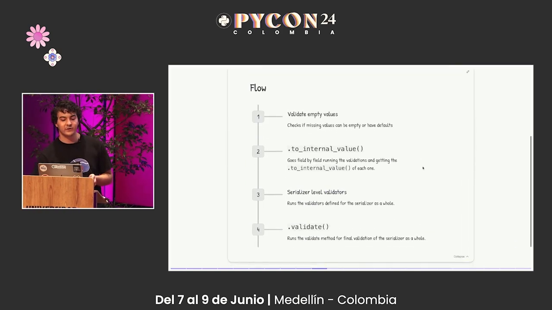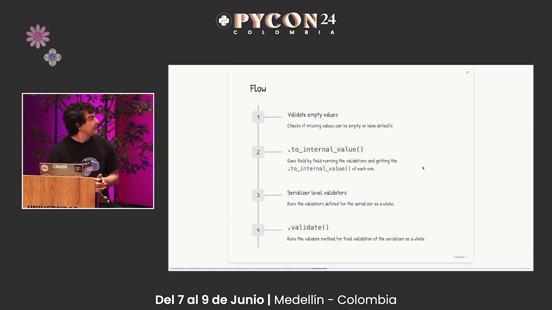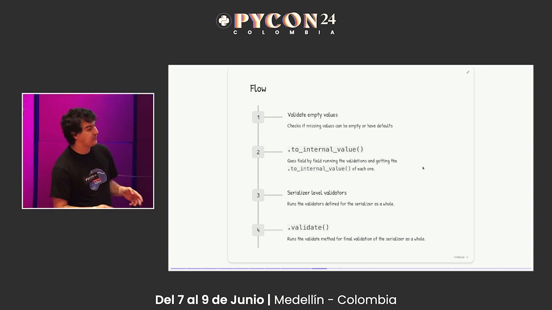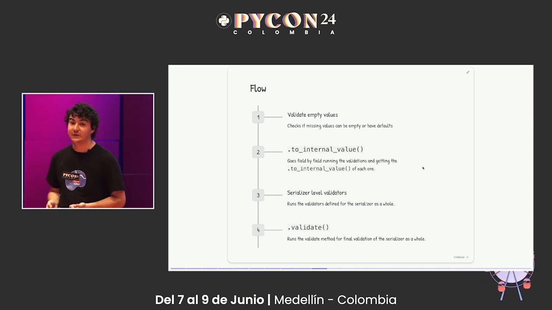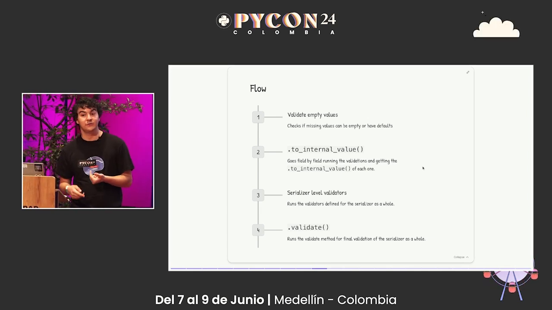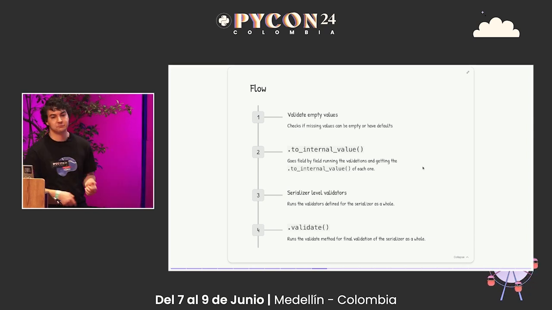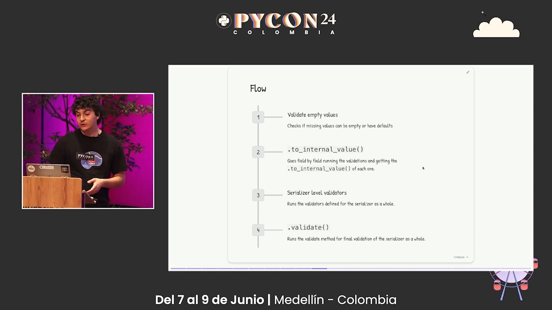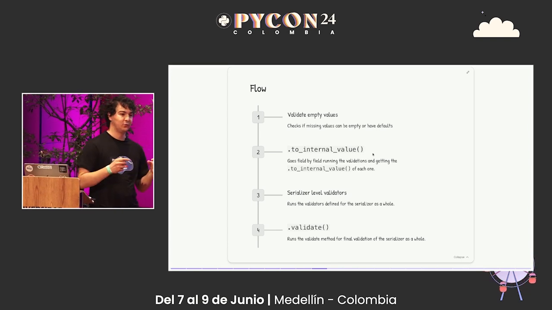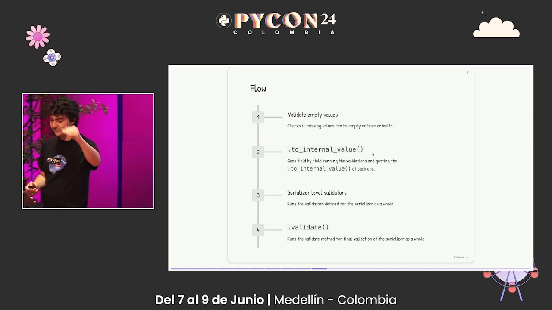What happened here? This is what happens when you call the isValid method. First, it validates empty values. It sees what values are missing from your data that you have in the serializer, sees if you have default values for the missing points, and in case you don't have default and it's missing, if it is required. If it is required, it fails. If not, then it's okay to go. Then it calls the toInternal value. toInternal value is the method that really goes and does the deserialization, takes the data and starts processing and validating field by field.